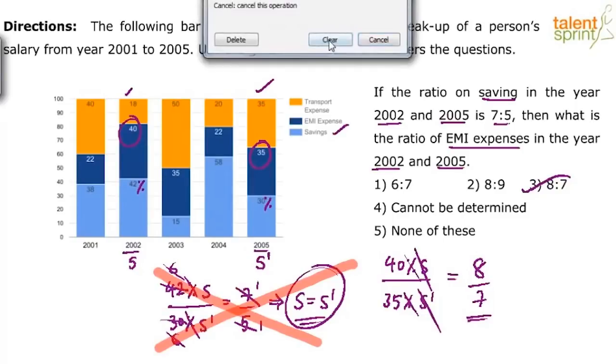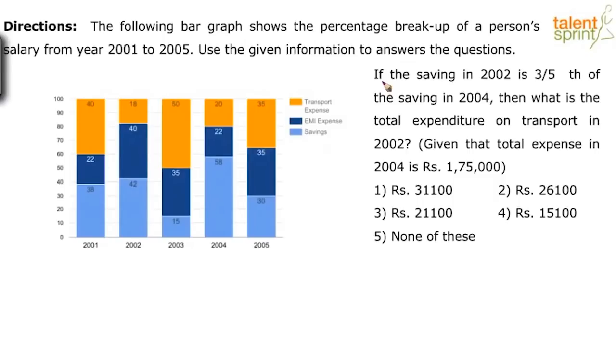Let me present the next question to you all. So look at the next one here. What does it say? If the saving in 2002 is 3/5 of the saving in 2004, then what is the total expenditure on transport in 2002? Given that the total expense in 2004 is rupees 1,75,000. So let's try and decipher this now.